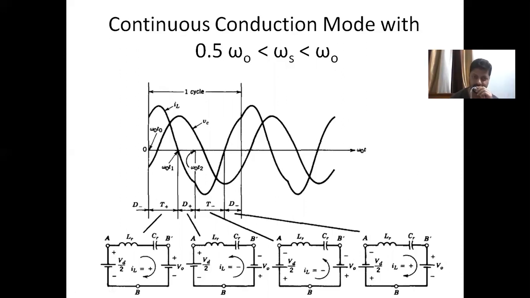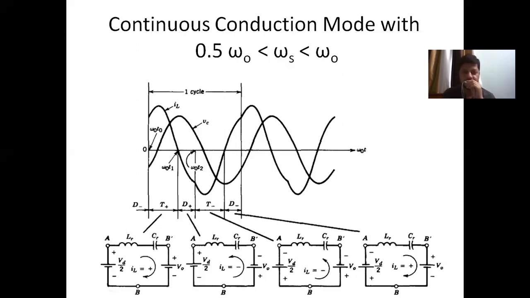minus again at some finite value of current. Again, the negative current reduces to 0 at this point. Now it has no option but to flow through D minus, and so here one cycle of inductor current and capacitor voltage is completed.